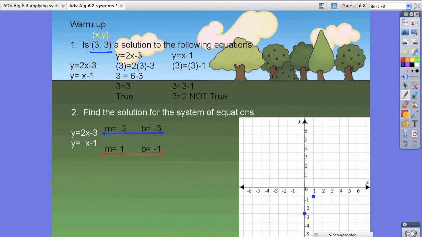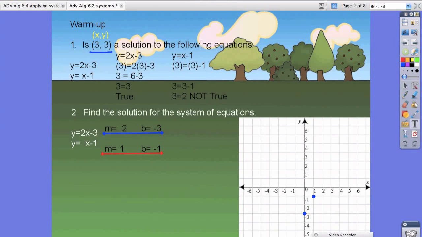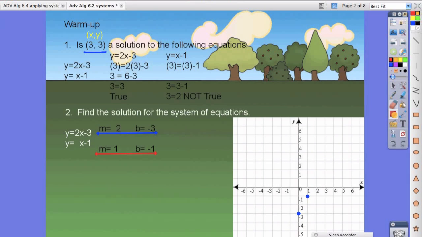And now we have our 2 points. Now we're merely just going to connect the dots. Oops, let's change that back to red or blue. So we connected these lines.